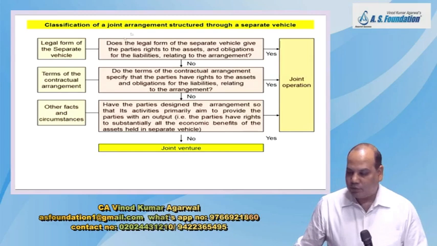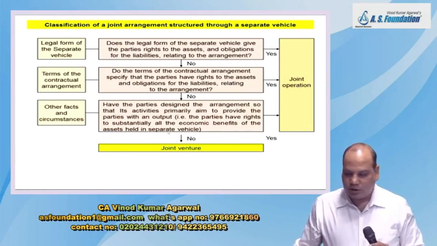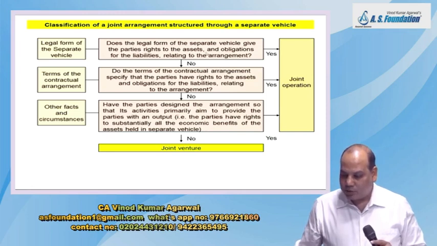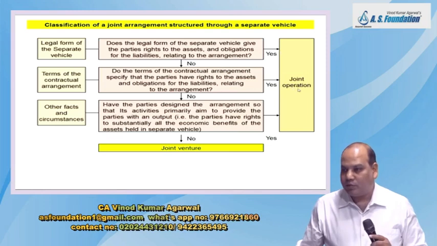Now once again we have made a flowchart to identify whether it is a joint operation or joint venture, because that is the theme of this chapter, nothing else. First is the legal form of the separate vehicle. Does the legal form of the separate vehicle give the parties rights to assets and obligations for the liabilities relating to the arrangement? So there is a separate legal entity, but the parties have right to assets and liabilities relating to the arrangement separately. If the answer is yes, then it is a joint operation.